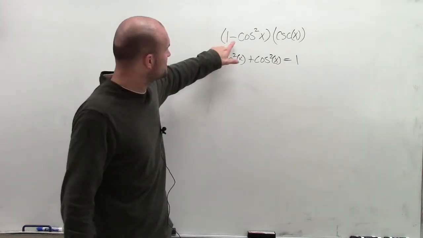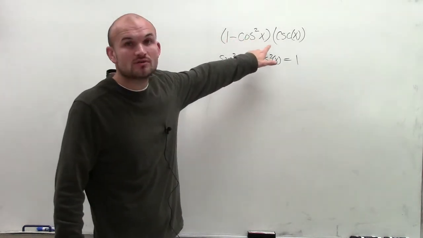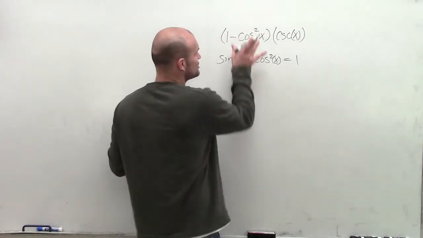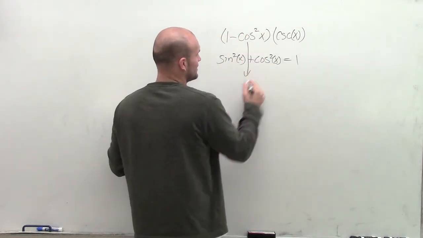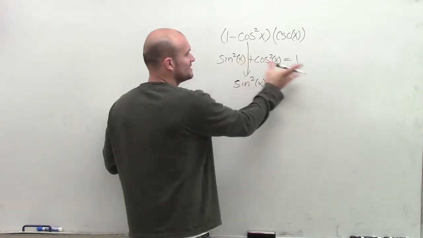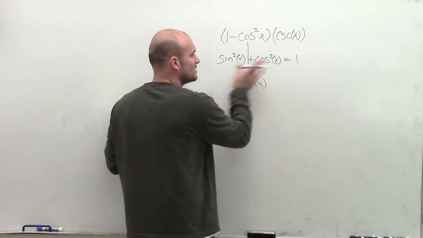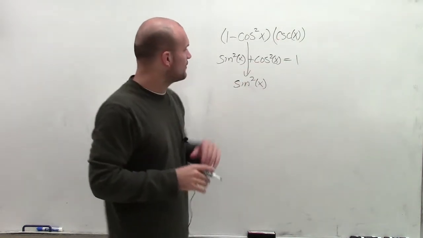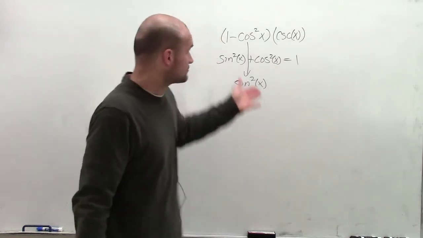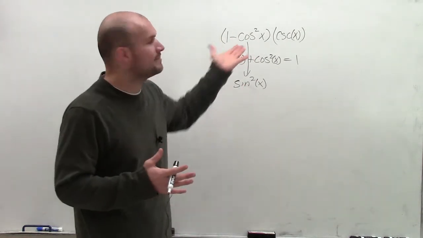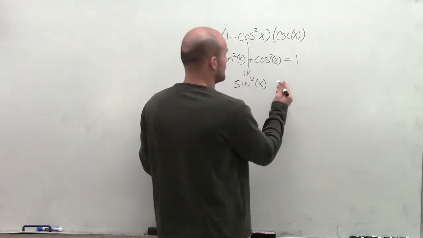So therefore, I have this problem written as 1 minus cosine squared of x. By using the Pythagorean identity, I can rewrite this as sine squared of x, because if I solve this equation for sine squared of x, I get 1 minus cosine squared of x. Then I want to rewrite the cosecant of x, using the reciprocal identity, as 1 over sine.